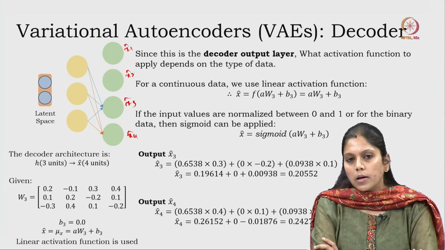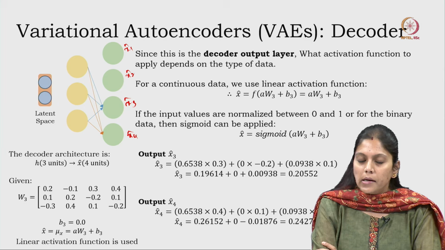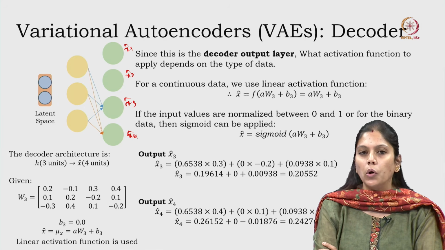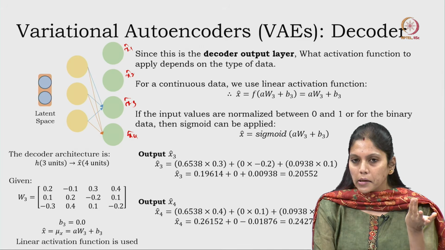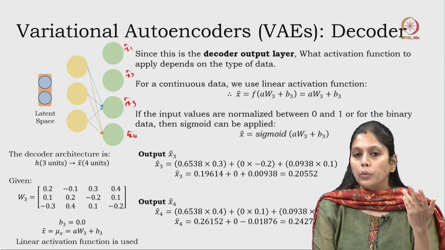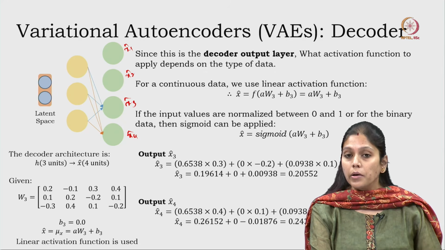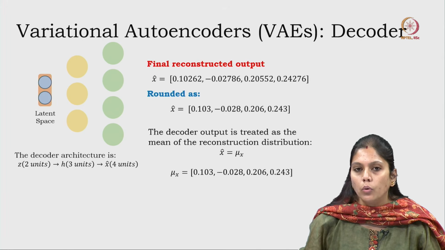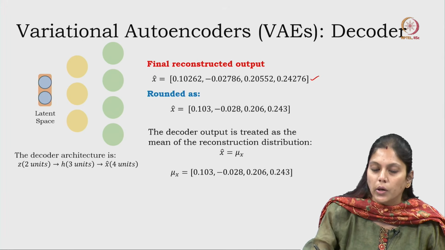Whatever we have obtained is the reconstructed value. That is the ultimate aim of a variational autoencoder: it has to generate or reconstruct the data. Now what we have obtained is the reconstructed or generated value. So this is the final reconstructed output.